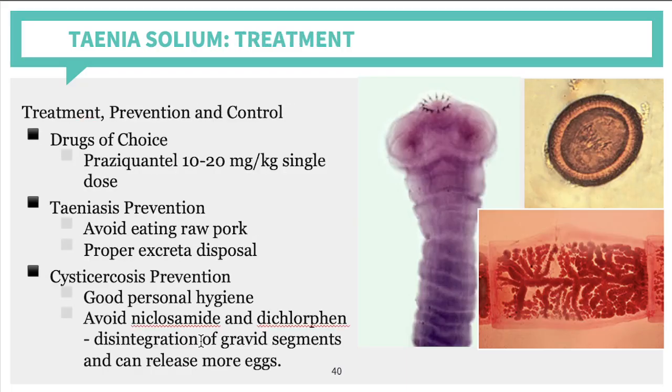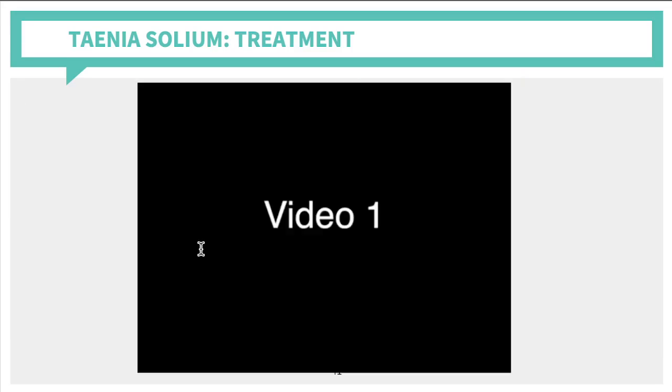Okay, again, what will be now the treatment of choice for this one? Of course, it's praziquantel, similar with what you had with your trematodes. In terms of prevention, please go back again to the life cycle. By knowing the life cycle, you will be able to understand how to prevent the infection. Avoid eating raw pork, and proper excreta disposal.